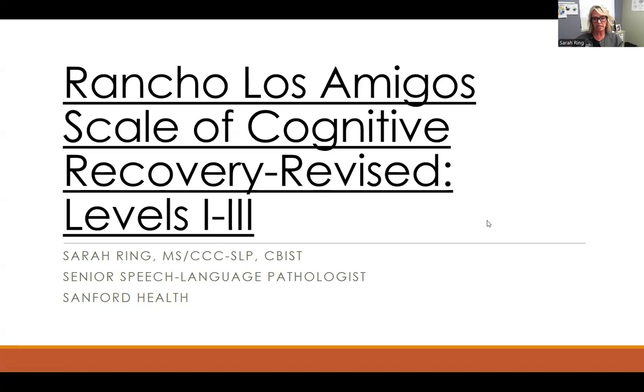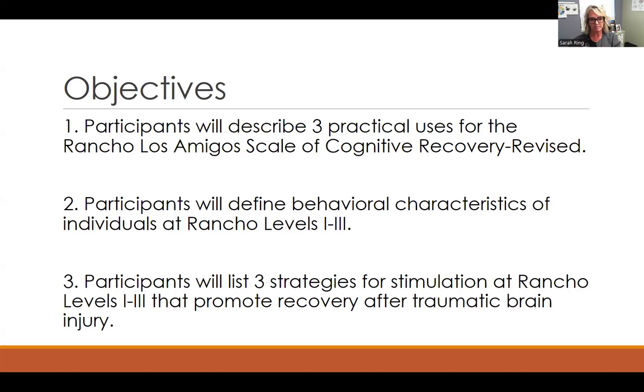All right. So my intention today is to provide an overview of the scale as far as its inception and its use, and then really dive a little bit deeper into the first three levels of the scale, which I refer to as the early phase of recovery, Rancho levels 1, 2, and 3. We will be reviewing each of those levels specifically, providing behavioral characteristics within those levels, strategies for interacting or stimulation during those levels, and also offer you a little video illustration to reinforce the information in our slides today.